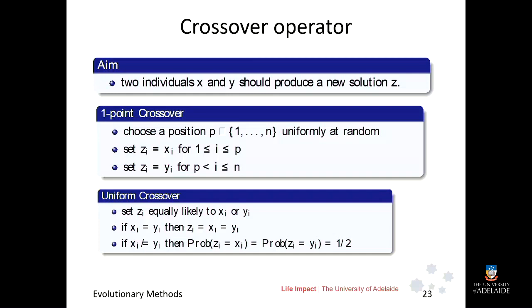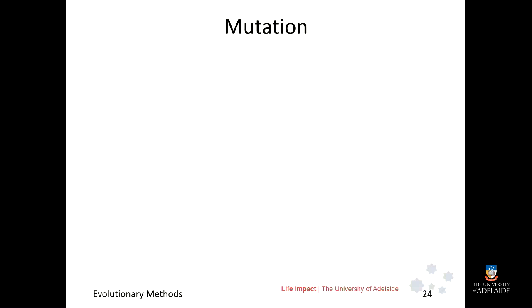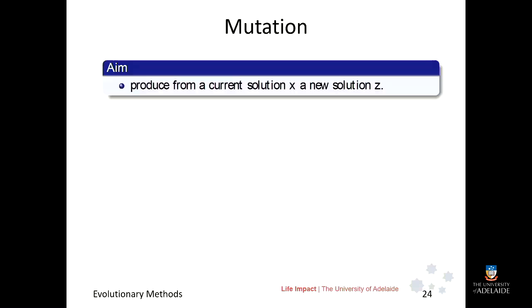So that means, depending on your representation, you have to think about how crossover operators should look. For binary strings, that's very easy in this way, but if you have another representation, it might be different. Okay, so mutation: you have one solution and you produce a new one just by doing small changes.